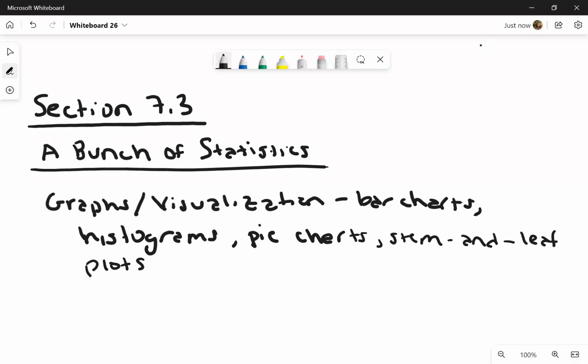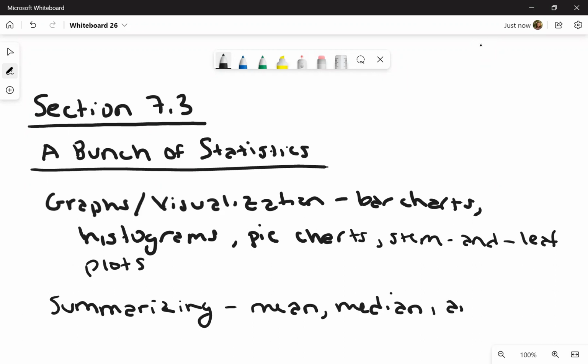Then we talked about summarizing the data. We didn't really call it that, but that's what we were doing. We were summarizing the data. And we did that looking at the center of the data through the mean, median, and mode. And then we looked at how spread out the data was, and that was using the mean deviation and the standard deviation.